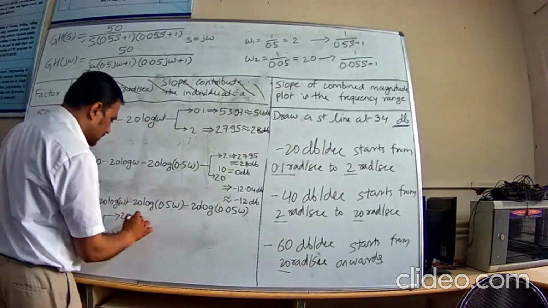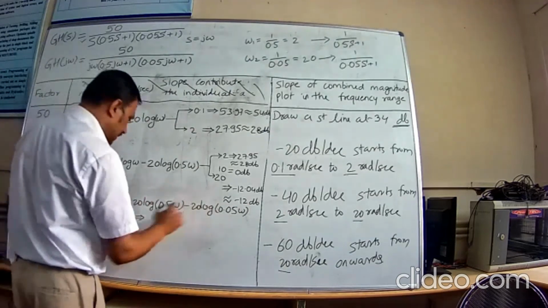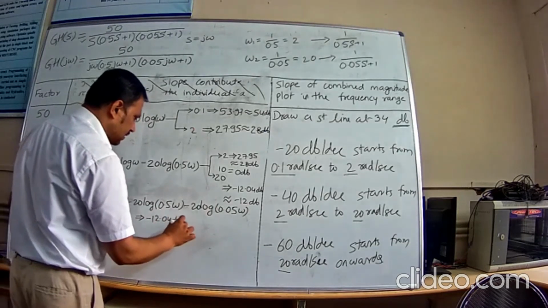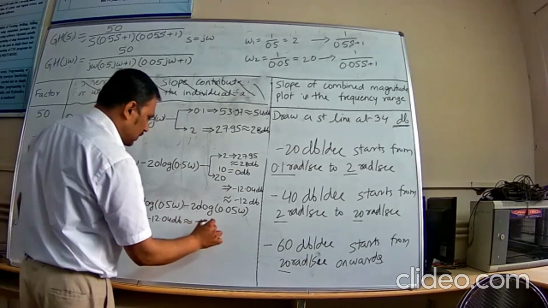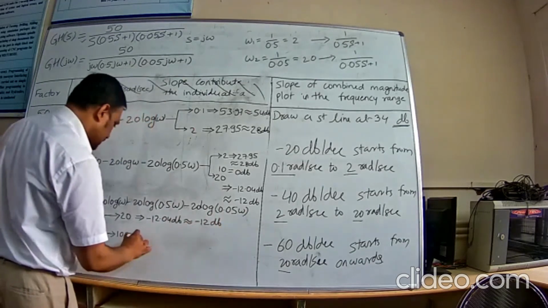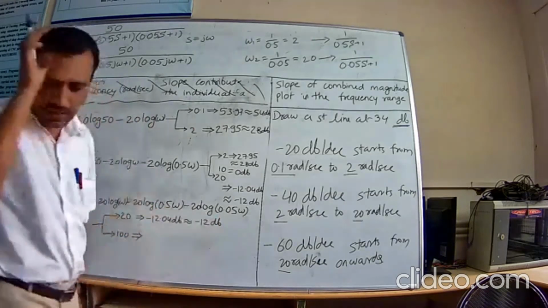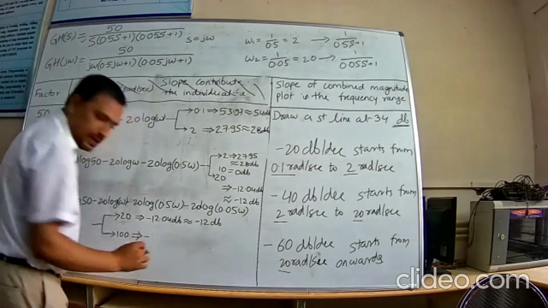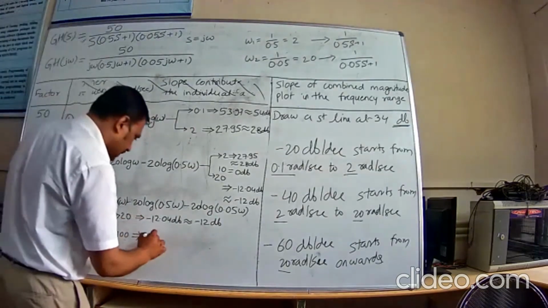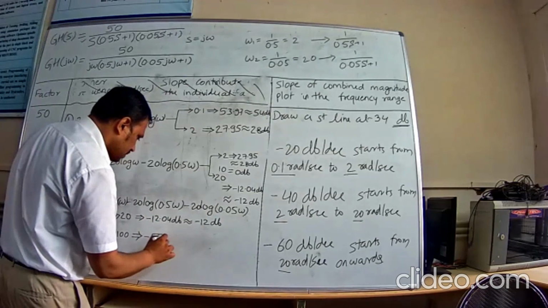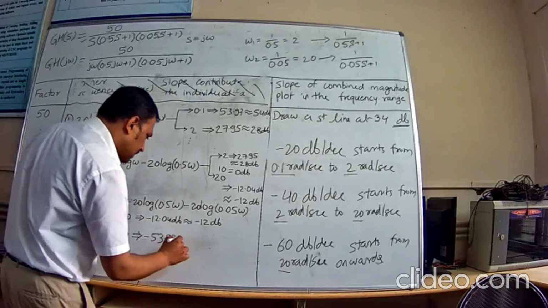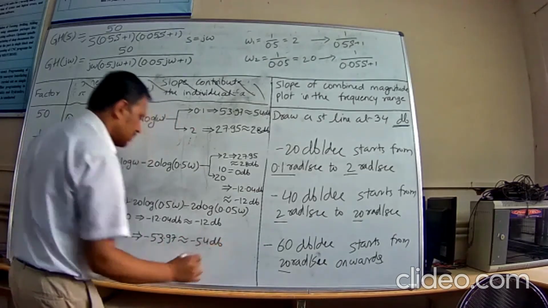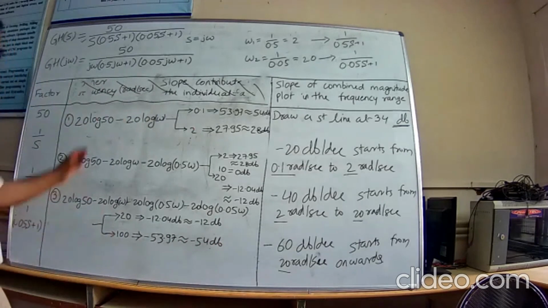Okay, then if you substitute the 20 in this equation, again I am getting the value as minus 12.04 dB. Okay, that is approximated to minus 12 dB. If you substitute the 100, then you are getting the value as minus 54 dB, that is minus 53.97. Then we can approximate this value to minus 54 dB. Okay, these are the values relating to the equation.